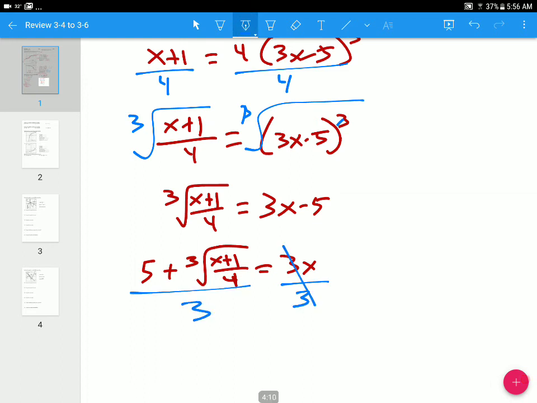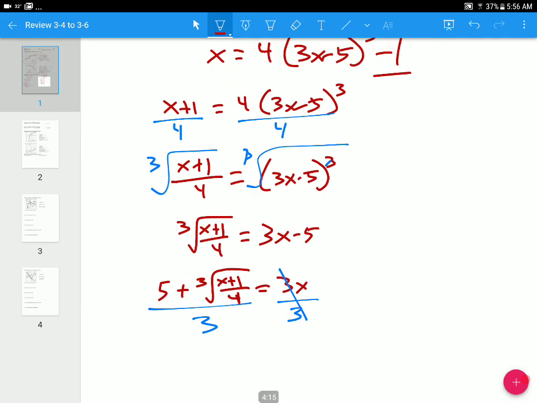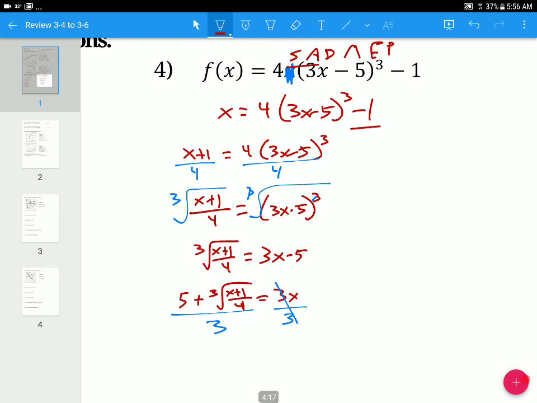Last but not least, why am I writing an x on the right side? I just realized I've been doing this the whole time and nobody has corrected me. I know, y'all aren't there to correct me. This is supposed to be a y, a y, a y, a y, and a y.